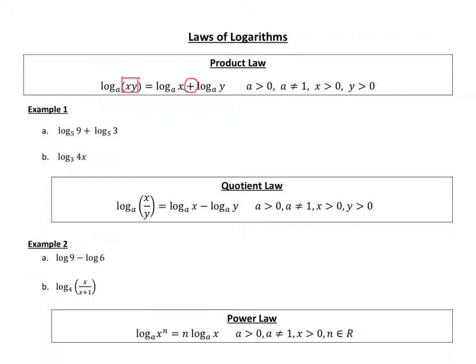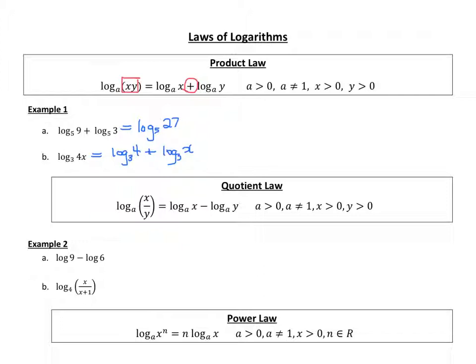So, for example, I could rewrite log 9 base 5 plus log 3 base 5 as log 27 base 5, so 9 times 3. And similarly, if I have a product like 4x within my logarithm, I can break that apart and say this is log 4 base 3 plus log x base 3.